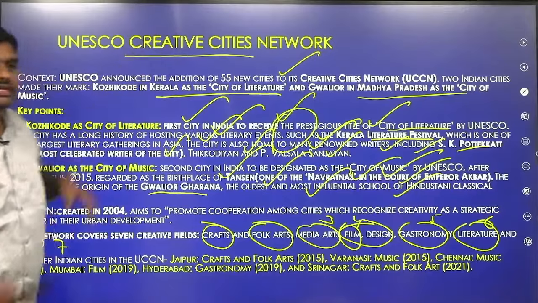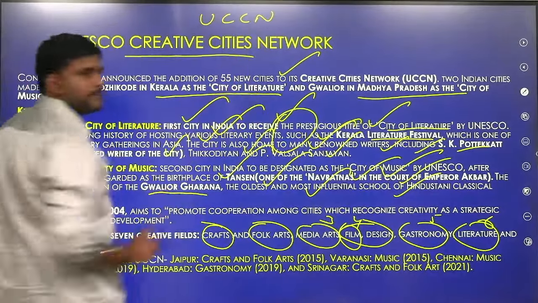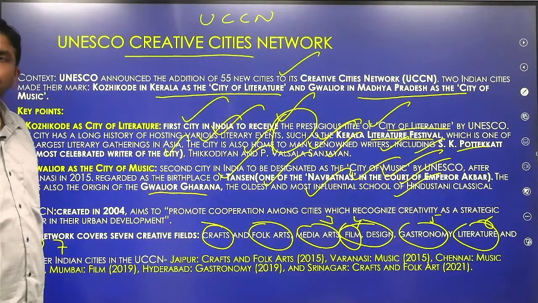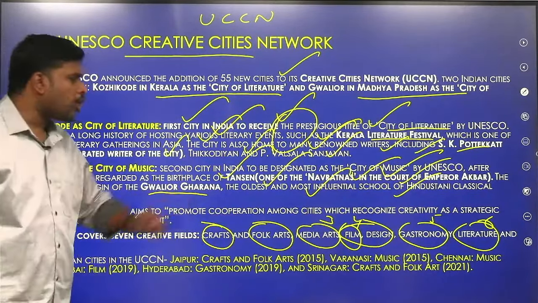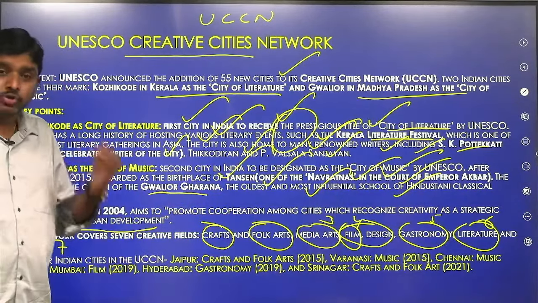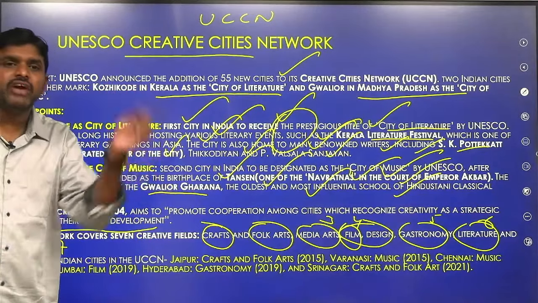Now, about UCCN. UNESCO's Creative Cities Network started from which year? 2004. It promotes cooperation among cities which recognize creativity as a strategic factor in their urban development. By using creativity, we can develop the cities. For the development of the cities, we are using this creativity.